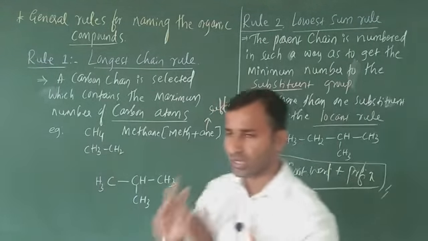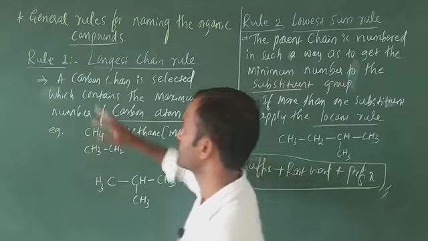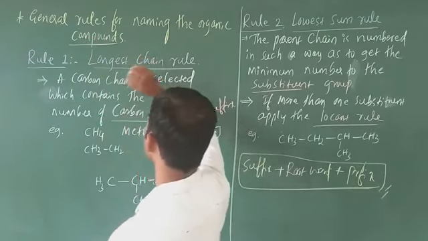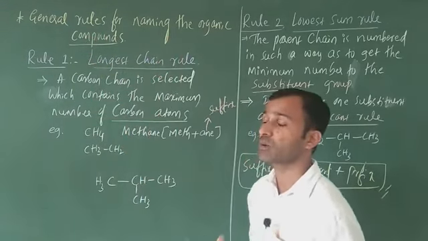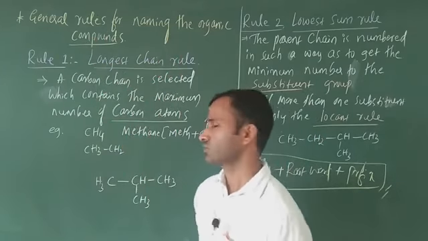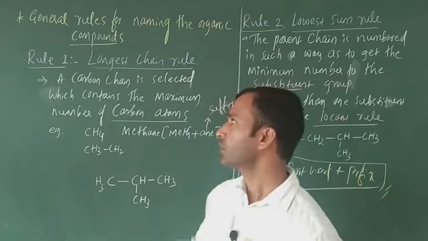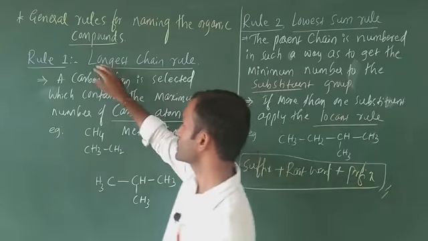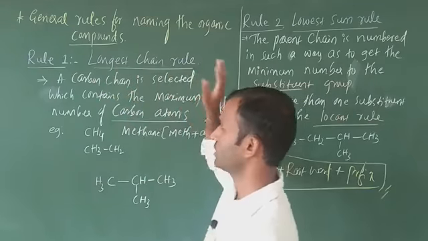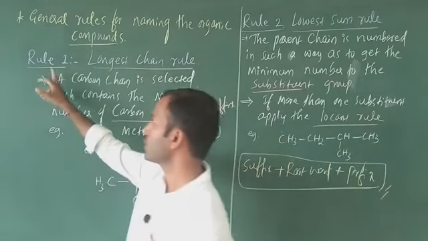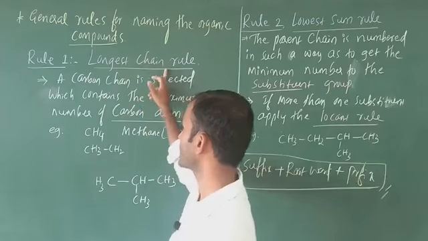Okay, next, today we are going to continue with the general rules for naming organic compounds. Totally we are going to discuss 9 rules, and the first rule, rule number 1, is the longest chain rule.